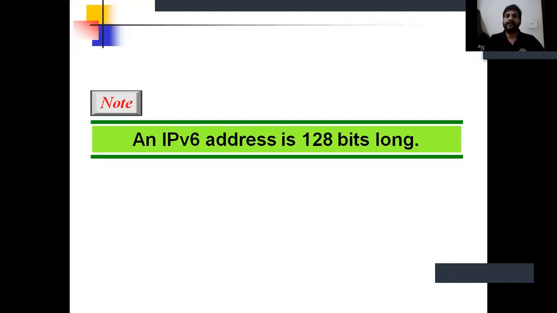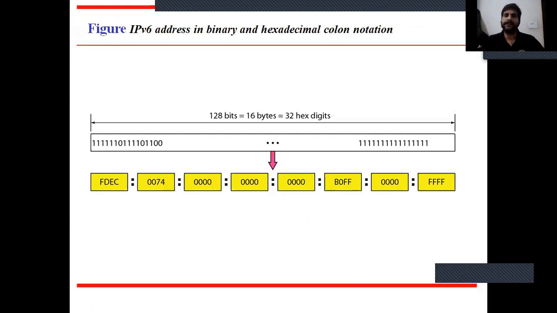IPv6 address is 128 bits long and IPv6 address is in binary and hexadecimal colon notation like that. 128 bits means 16 bytes equal to 32 hexadecimal digits, represented like this with dashes, and these addresses are represented in 8 segments of 4 hexadecimal digits, like that.